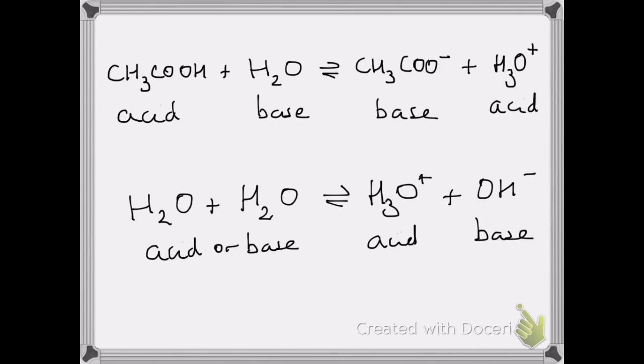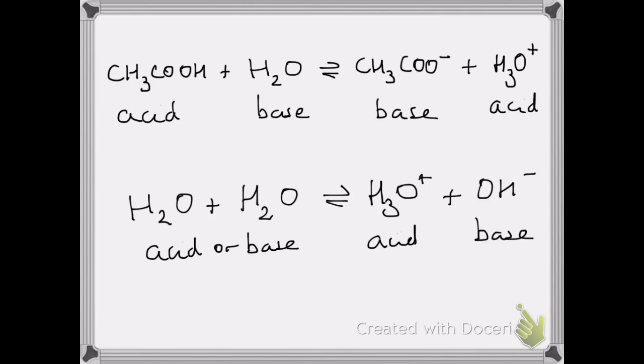If we look at the top reaction here, ethanoic acid plus water goes to ethanoate ions plus H3O+, which is called a hydroxonium ion. The acid, CH3COOH, has donated its H+ to form CH3COO-. Also on the left-hand side, H2O has accepted that H+ to form H3O+. So water is acting as a base.